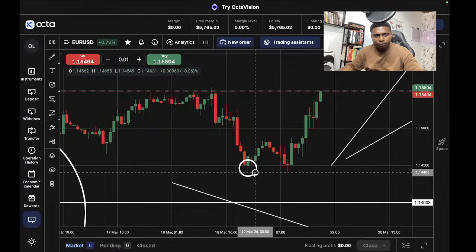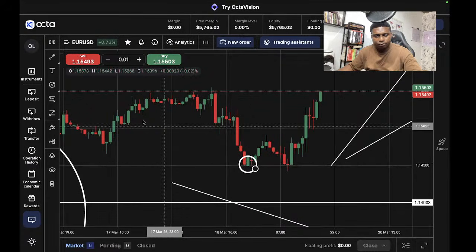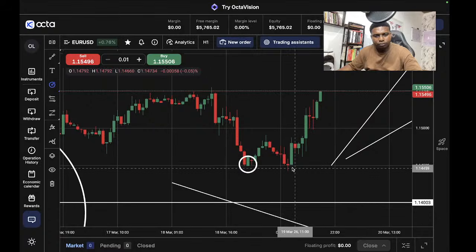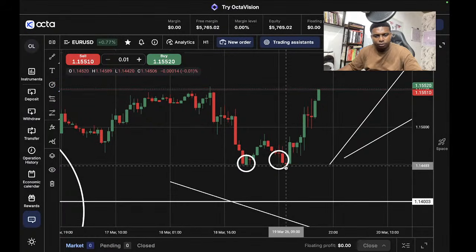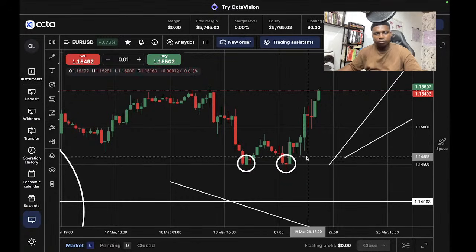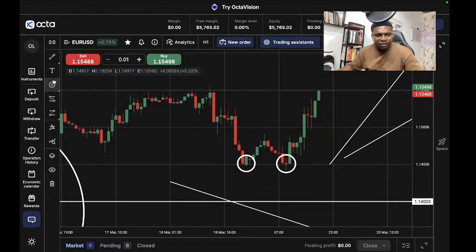Here is a double bottom. Here is another double bottom. All right, and you can see the neck. You can see the neck here.